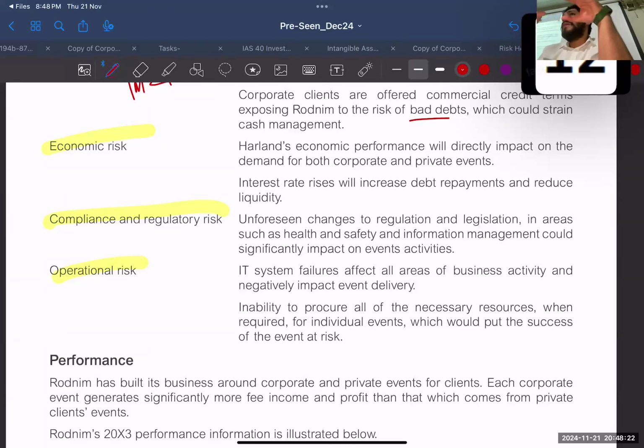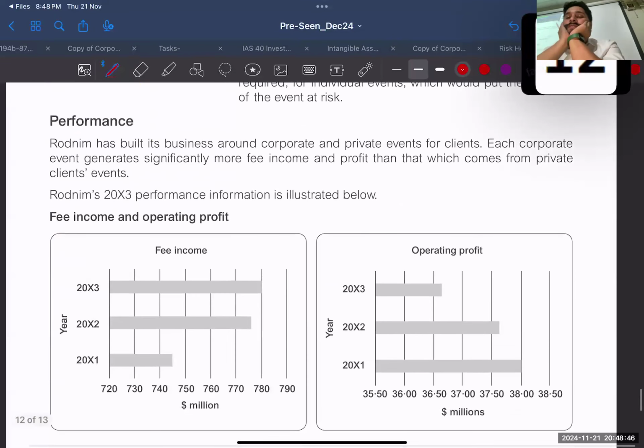So if the ticketing system fails, this means that the entire event is going to be a failure. So it says, IT system failure affects all the areas of the business activity and negatively impacts every event delivery. Inability to procure all of the necessary resources when required for an individual event would put the success of the event at risk. So let's look at the performance targets.